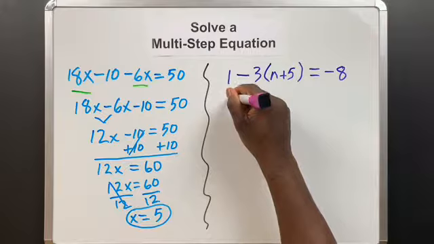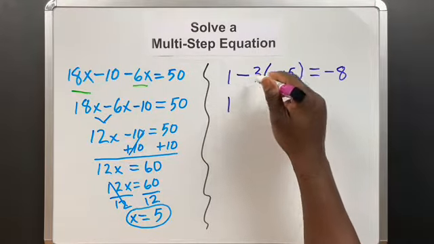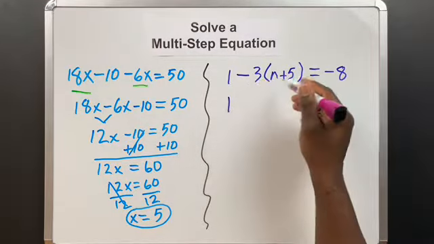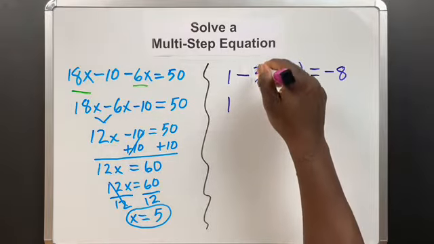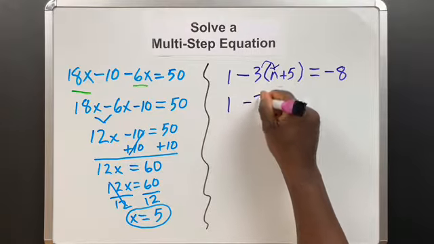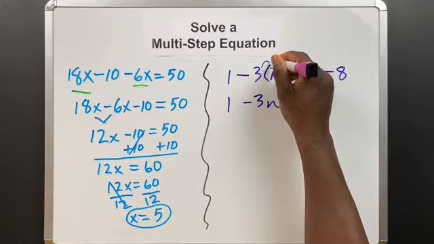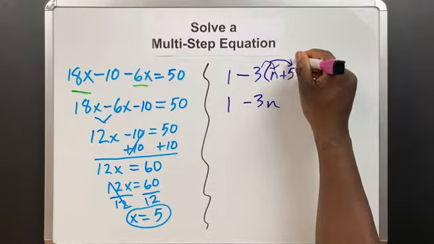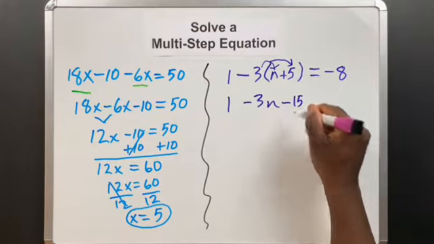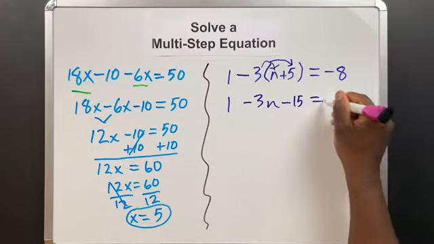So first, let's bring down the 1. Now, that says minus 3 but we can also read it as 1 plus negative 3. So negative 3 times n will give us negative 3n. Very good. Now, negative 3 times 5 will give us negative 15. All right, looking pretty good. Now let's bring down that negative 8.